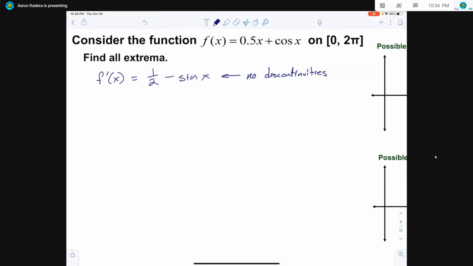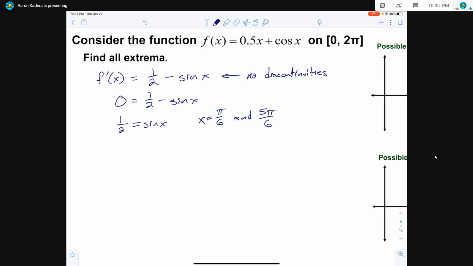All right, set it equal to 0. 1/2 minus sine of x equals 0. All right, solve that thing. Where does sine of x equal 1/2? Think about your unit circle. That happens at x equals pi over 6 and 5 pi over 6.